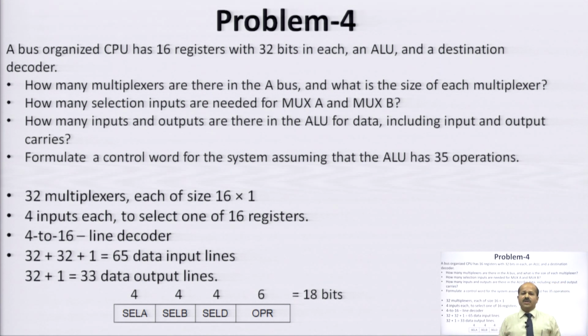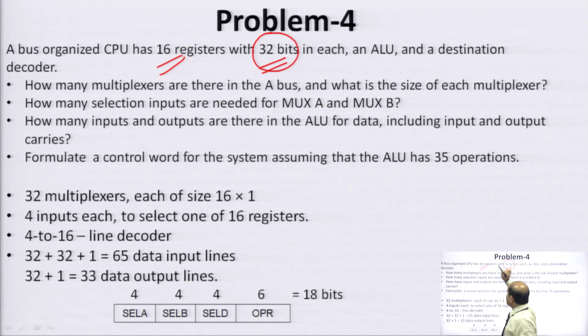Here in this particular example, you can see we have to transfer 32 bits at a time, and there are 16 registers. These are important inputs. We have to note down the important inputs: 16 registers and 32 bits in each register. So, obviously, how many multiplexers are required in that case? 32, because we have to transfer 32 bits at a time. 32 multiplexers are required in that case.